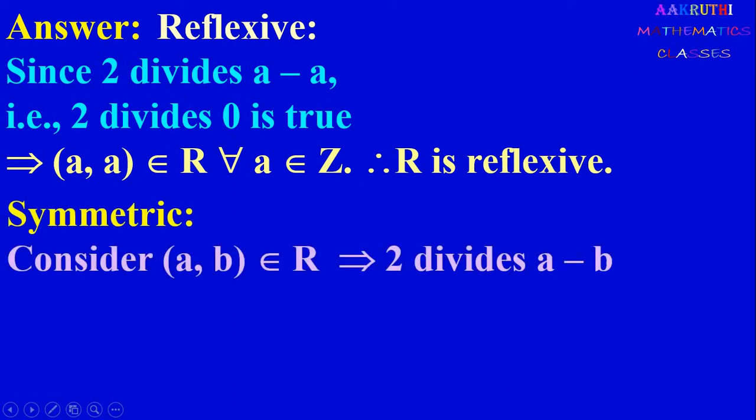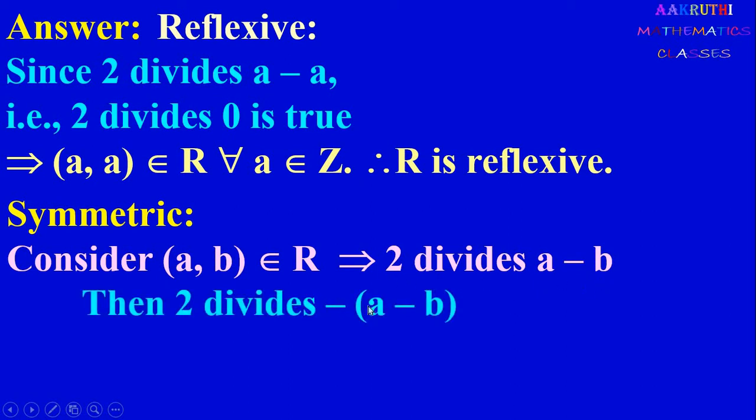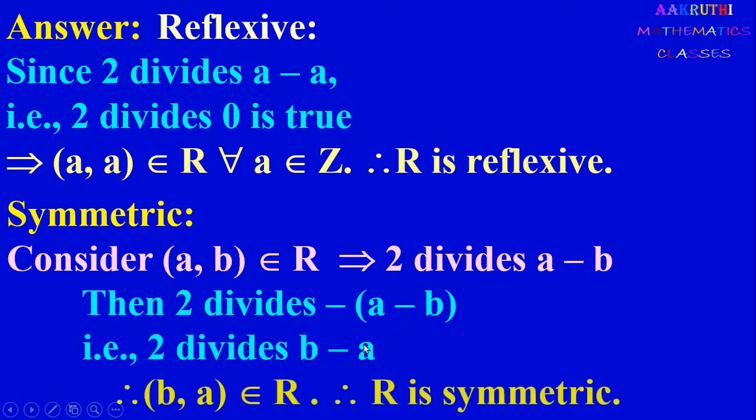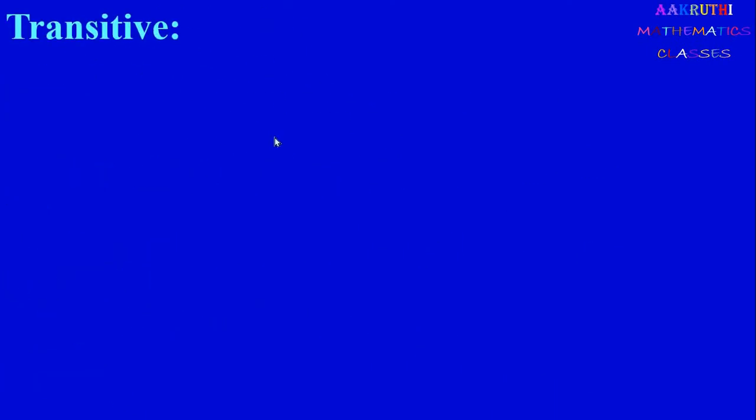We consider (a, b) belongs to R. Then 2 divides a minus b. If 2 divides a minus b, 2 also divides minus of (a minus b). Consider 2 divides 4, then 2 also divides minus 4. Minus of (a minus b) is b minus a. So 2 divides b minus a. Therefore (b, a) also belongs to R. So if (a, b) belongs to R, then (b, a) also belongs to R. Therefore R is symmetric. Next, it is transitive.